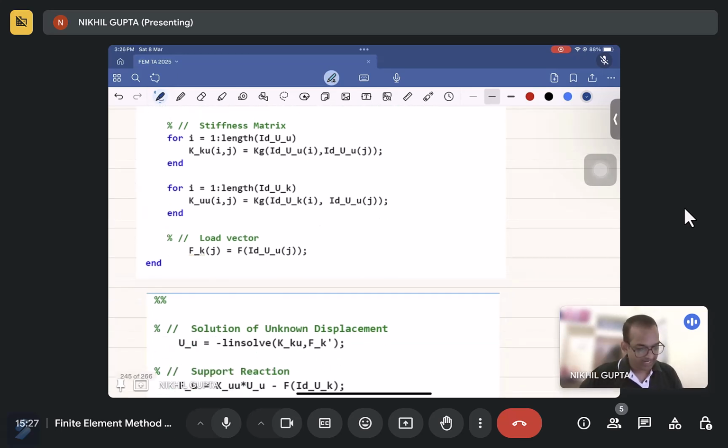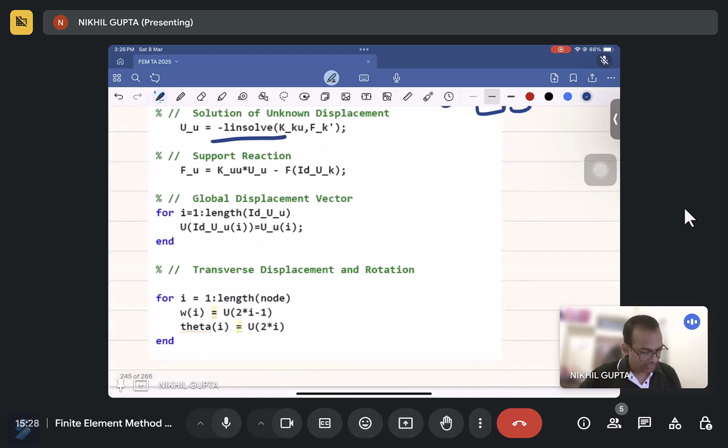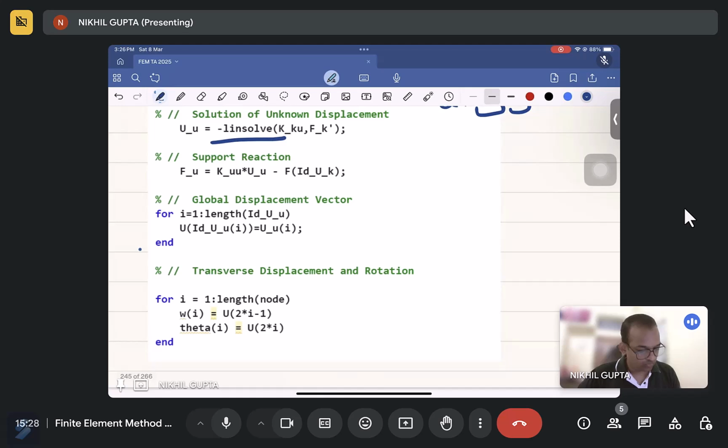So the function which is inbuilt in MATLAB is linsolve. What it does is directly solve K inverse F. You don't have to write K inverse or solve for the inverse of this matrix and then multiply. Directly it can solve and give you the solution in less time. So you can use linsolve, and you can get the different u for it.